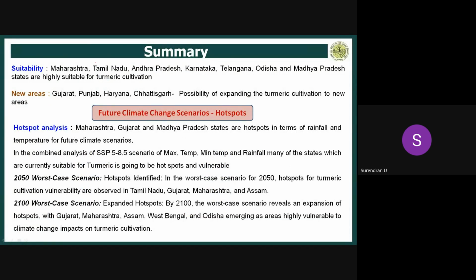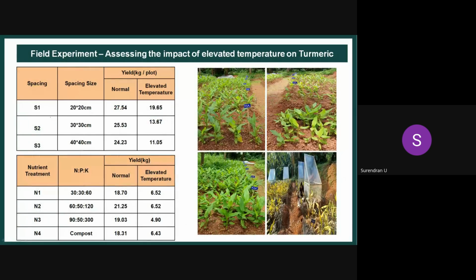the result shows that there is a possibility that, as of now, you can explore new areas like Punjab, Haryana, Chhattisgarh, Gujarat, where you can expand the cultivation. Whereas the hotspots, where it is currently grown, like Maharashtra, Gujarat, and Madhya Pradesh, some of the areas will become hotspots, and in the worst case scenario, in these areas we cannot grow, or even if you grow, there will be a lot of vulnerability issues, meaning yield reduction you will have to face.